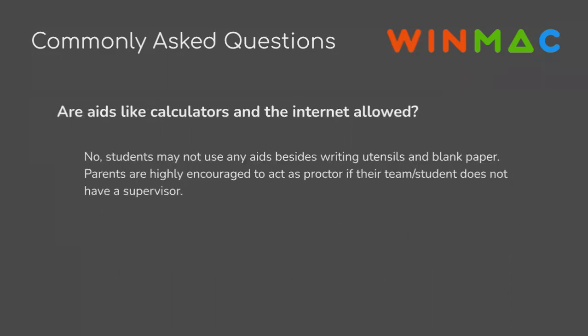Another commonly asked question we get is, are aids like calculators and the internet allowed? And the answer is no. Online or handheld calculators are forbidden, as are rulers, protractors, electronic devices, and graph paper. So the only things that participants can use will be writing utensils and blank paper. They will also need a charged device with a camera to take pictures of their work.